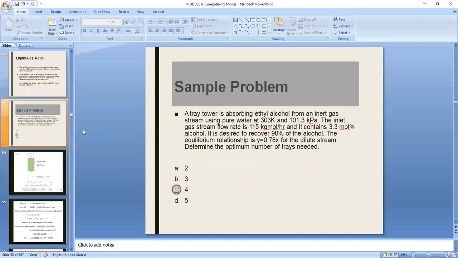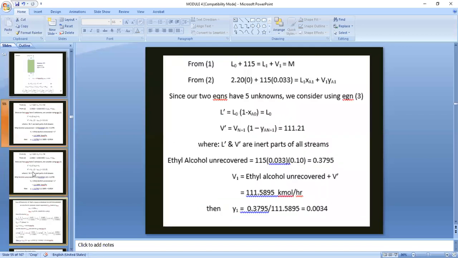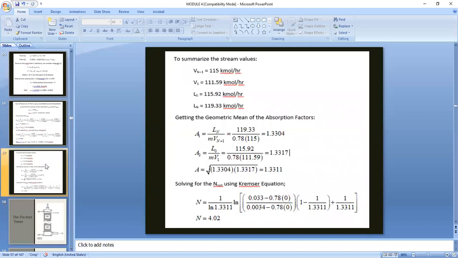To illustrate the use of the concept on determining the minimum solvent requirement, you have this sample problem, and I have already placed in here, shall I say, the solution.